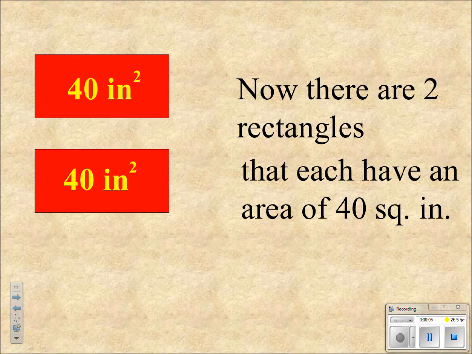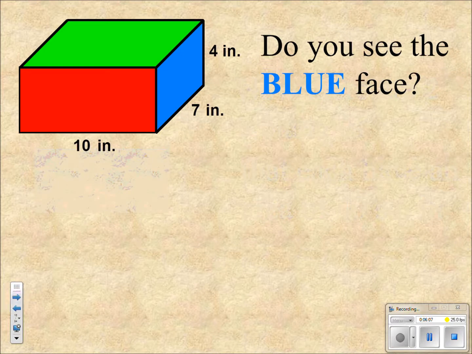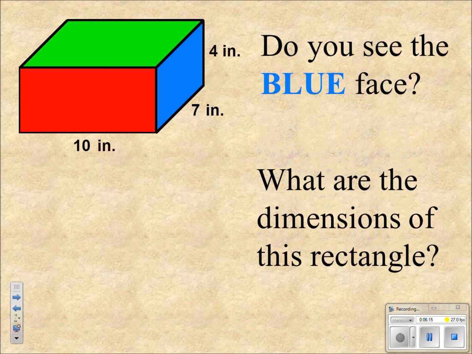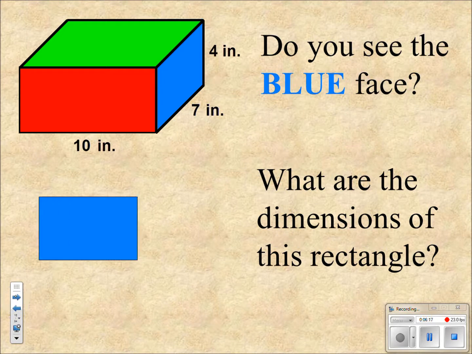Let's now focus on the blue face. There's a blue face on the right side. Okay, what are those dimensions? Well, luckily for the blue face, the dimensions are right next to it. See, now, it is a rectangle, but if we look at the picture, it sort of looks like a parallelogram, and that's because it is slanted like this.